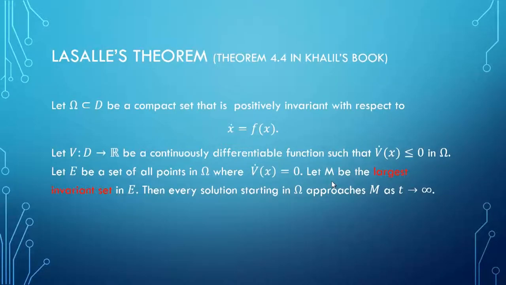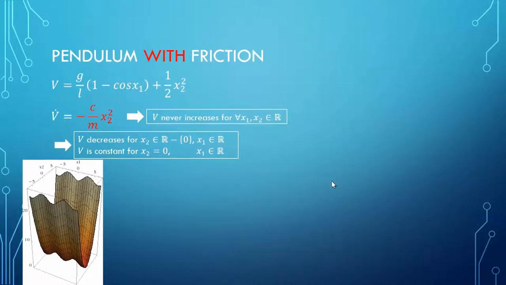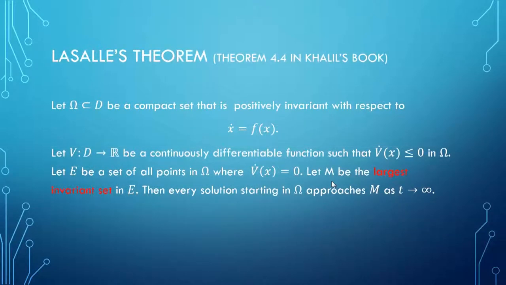Then let V be some continuously differentiable function, or you can say it's a Lyapunov function, where V dot is not greater than zero, which is this, right? Or you can say it's negative semi-definite in Omega, okay. So it's exactly the case that we confirmed before, right? V dot is NSD, sorry. V dot is NSD, right? For ND, it would have to be negative, right?